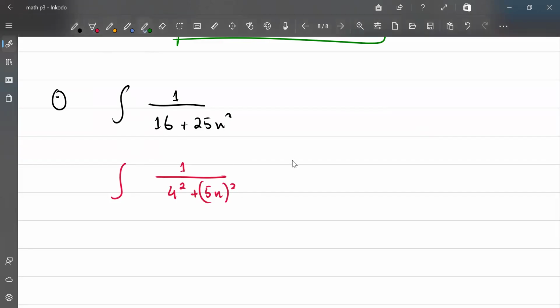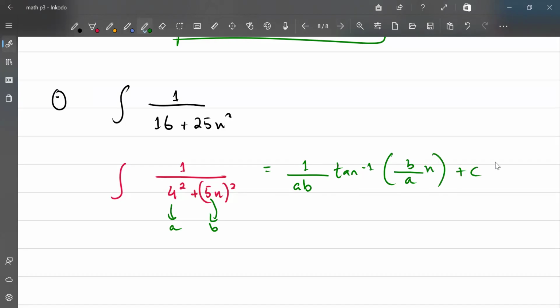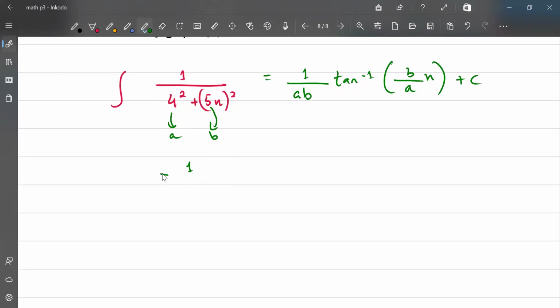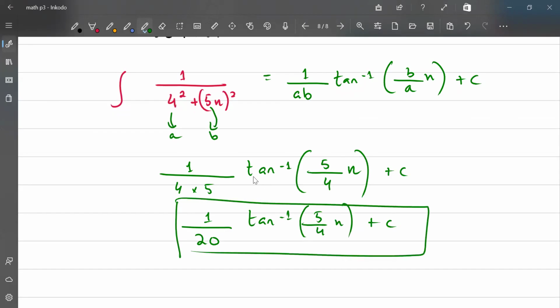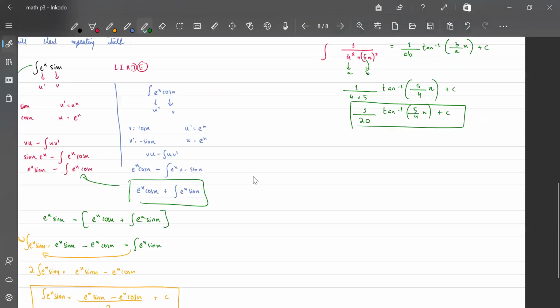Now we can apply the formula, since we have A and since we have B with us: 1 upon AB tan inverse B upon A x plus C. So 1 upon AB, 4 into 5, tan inverse B upon A, 5 upon 4 x plus C. So 1 upon 20 tan inverse 5 upon 4 x plus C. So this would be the answer. I hope this concept is clear.